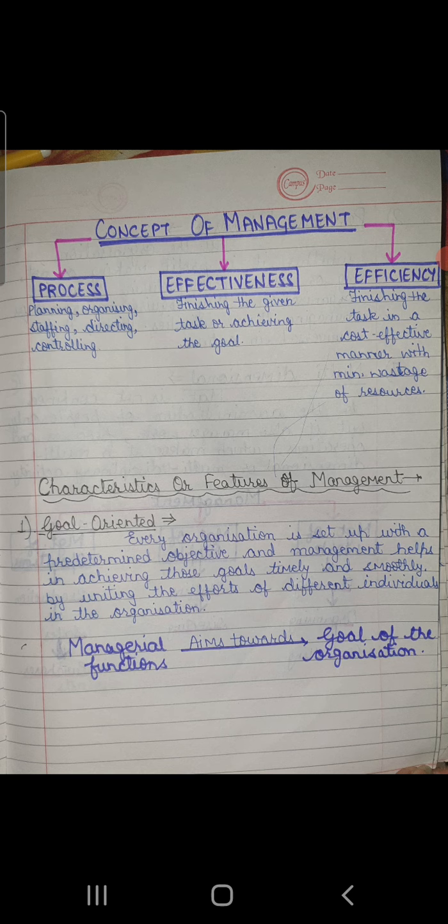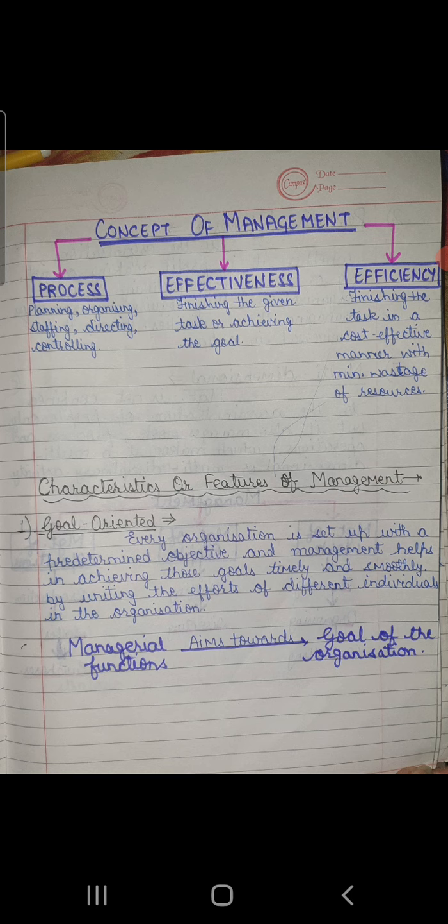Management is also described as the process of planning, organizing, directing, and controlling the efforts of organizational members and of using organizational resources to achieve specific goals. With this, the concept of management is all clear to us. Now, let us move ahead to the characteristics or features of management.